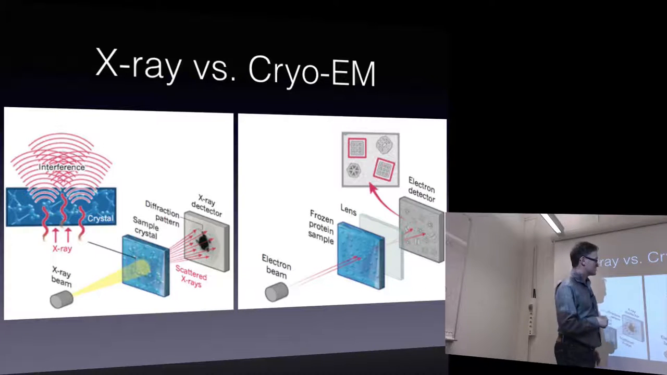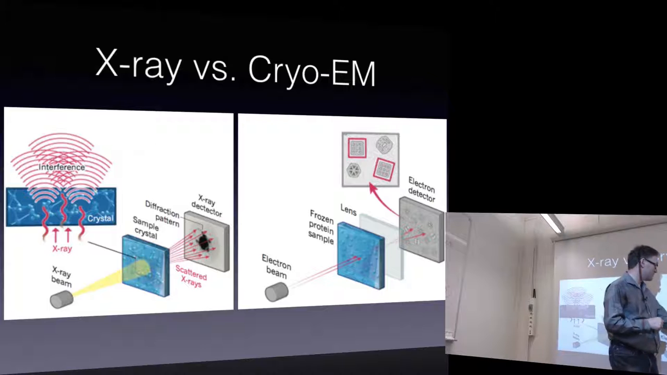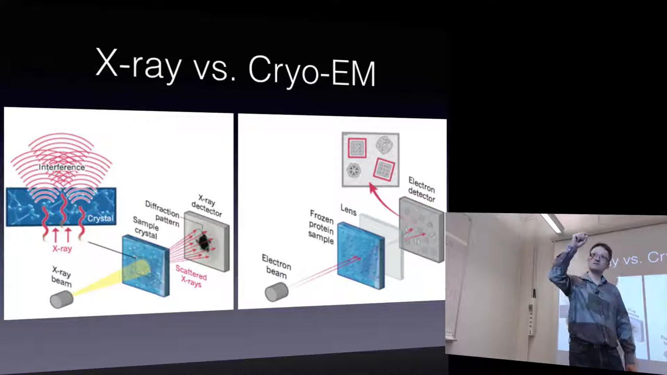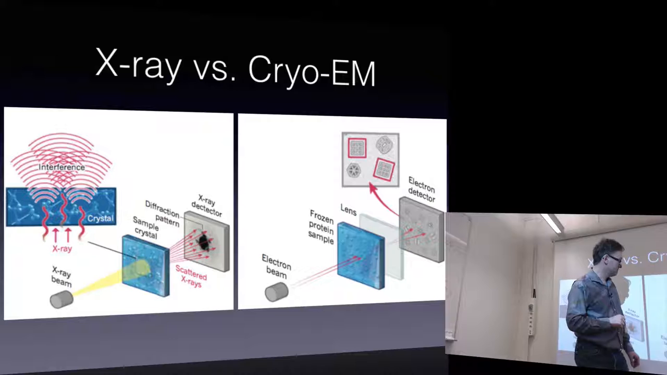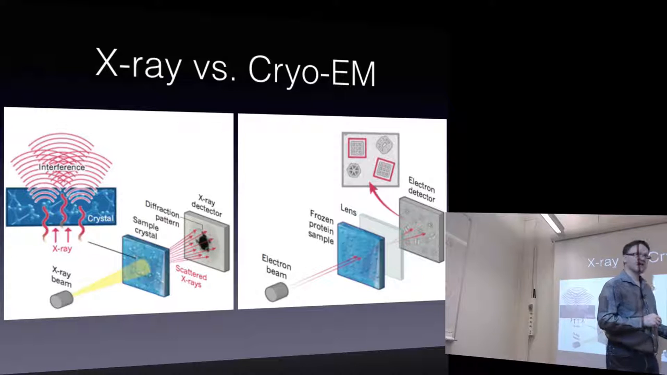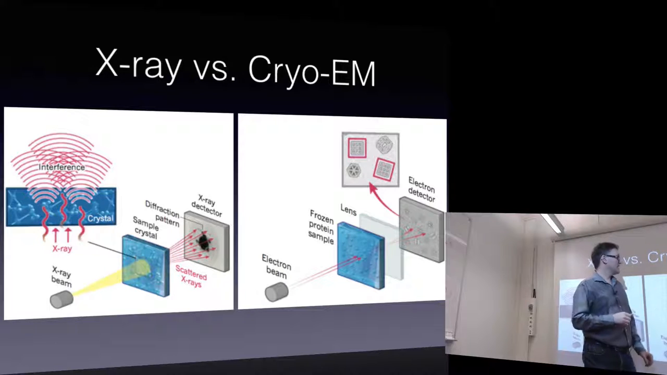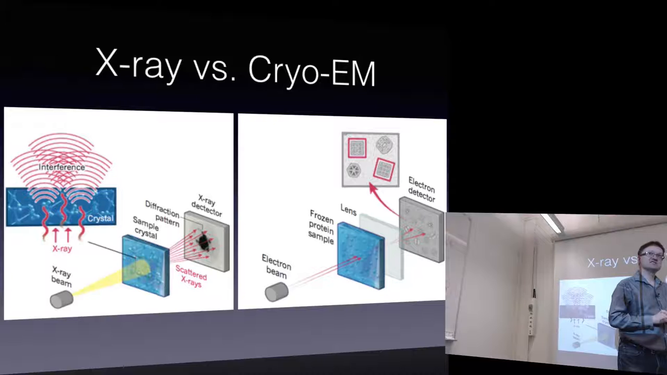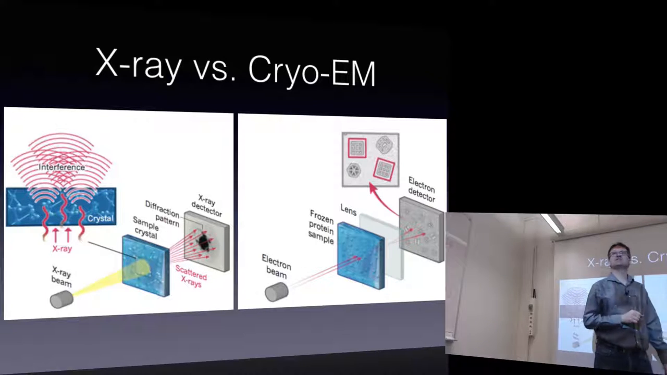With cryo-electron microscopy, you have a very tiny frozen protein sample. That's the cryo part. We dip it in liquid ethane. Typically a hundredth the amount of protein or something. And then we have a lens, which is not really an optical lens, but a magnetic lens. And with a lens, we actually create a real image. So it's not just a diffraction pattern, but this is a real image. But you can imagine how noisy it's going to be, right?